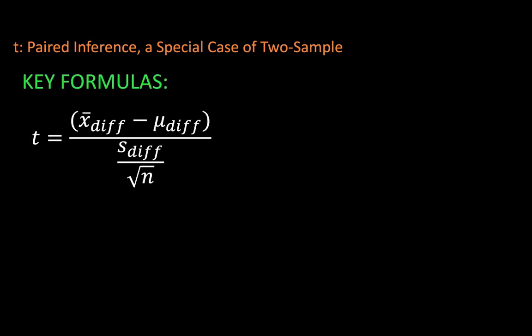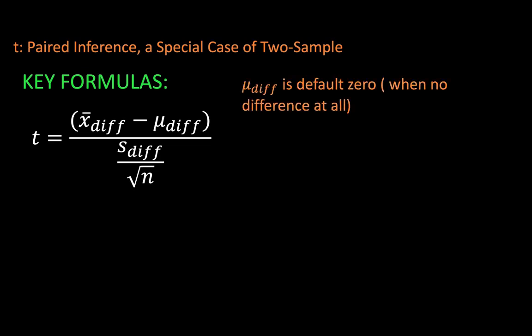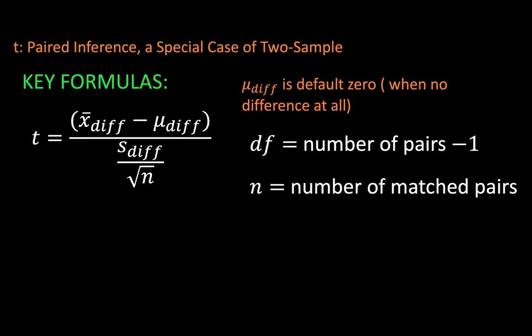Some key formulas to keep in mind: the t-score is equal to the sample mean difference minus the population mean difference, over the sample standard deviation of the differences over the square root of the sample size. Mu sub diff is 0 by default when there is no difference at all. The degrees of freedom is the number of pairs minus 1, the number of matched pairs.